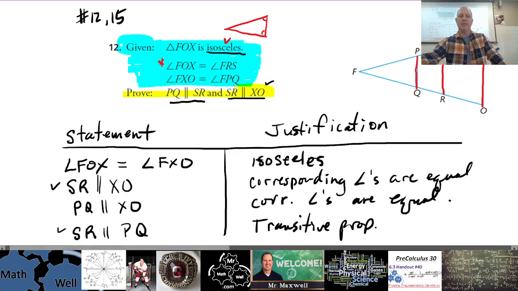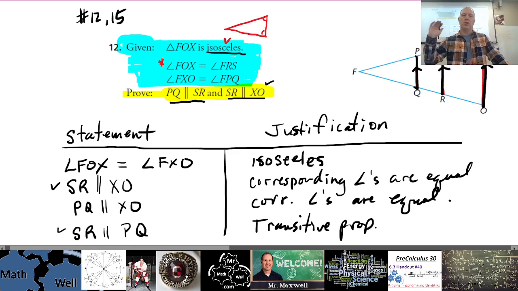Prove that PQ is parallel. The two lines mean parallel. So prove that PQ, that is this line right here, is parallel to SR, and also that SR is parallel to XO right here. So that's what we're trying to prove. We're trying to prove that these are all parallel.